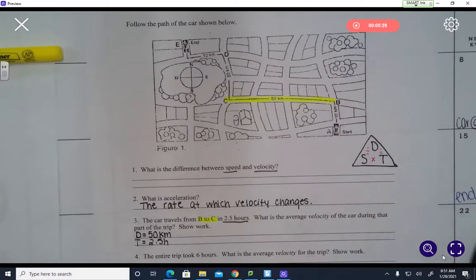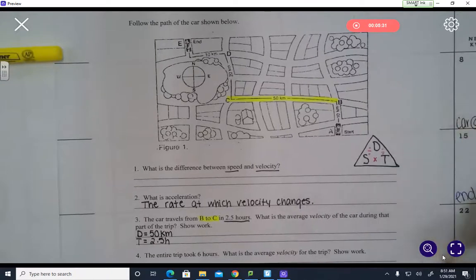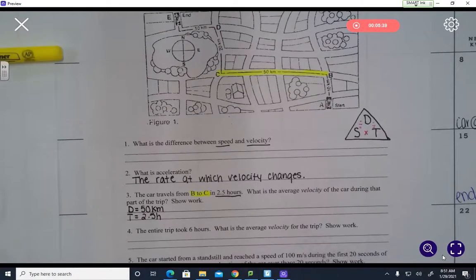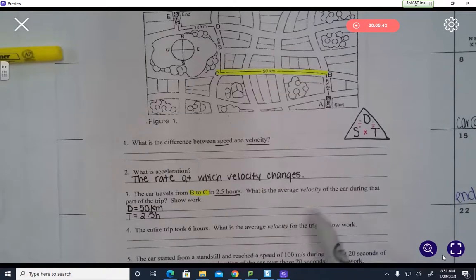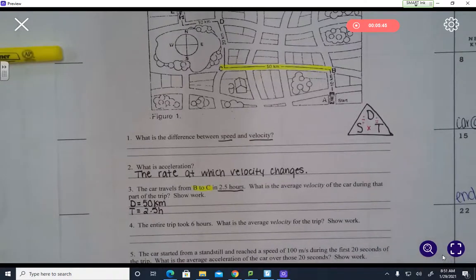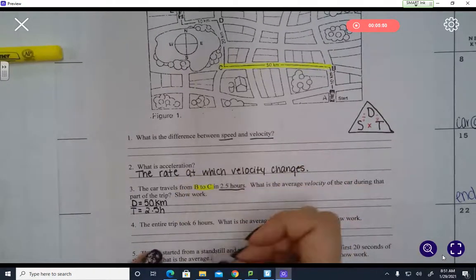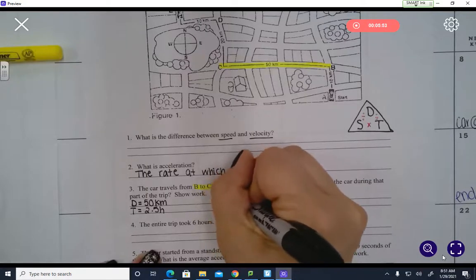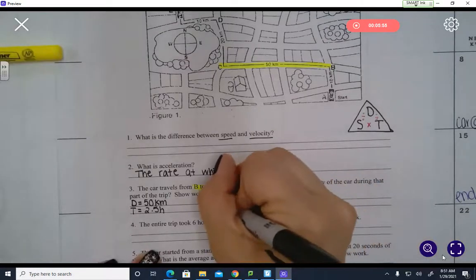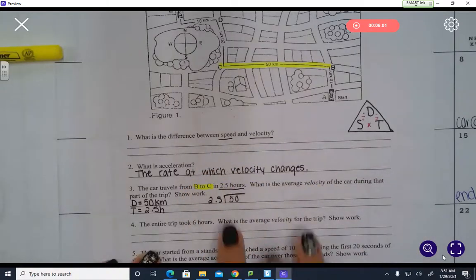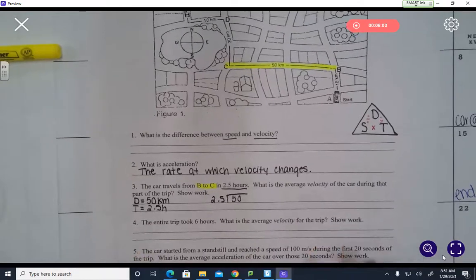Speed is distance divided by time. So remember, when we find average velocity, all we have to do is find our speed and then tack on the direction. So find your speed. We have to take our distance, which is 50 kilometers, divide that by 2.5 hours, and get your answer. Figure out what that is, and then add on your direction.